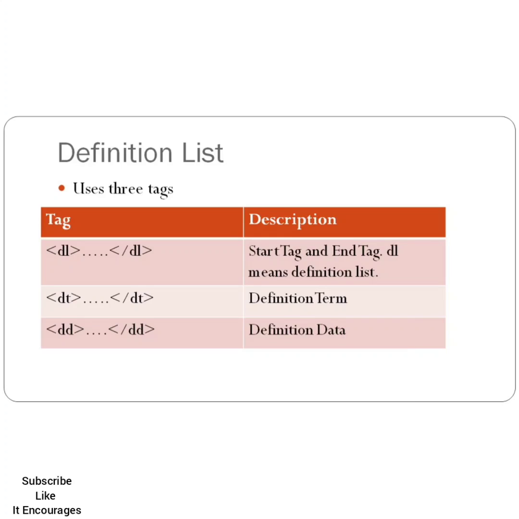So basically this definition list consists of three tags. The first one is the DL tag: the definition list has to be enclosed within the opening DL tag and the closing DL tag. Whatever term has to be specified has to be specified within the DT tag. And whatever the meaning or the definition data is has to be enclosed within the opening and closing of the DD tag.